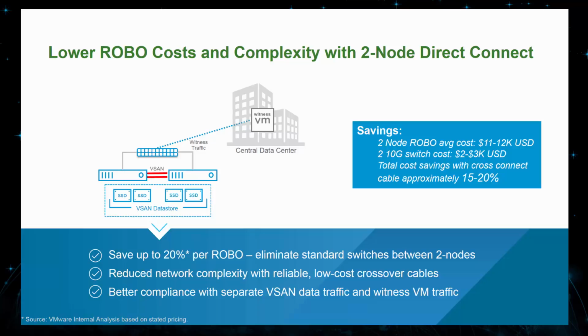And the third C is compliance. Large enterprises that have concerns about exposing storage networks, even over an encrypted VPN or private MPLS connection, no longer have that concern anymore. So by separating out the witness traffic from the vSAN data traffic, this reduces the footprint for remotely accessing data. Note this function can be used even without using crossover cables.